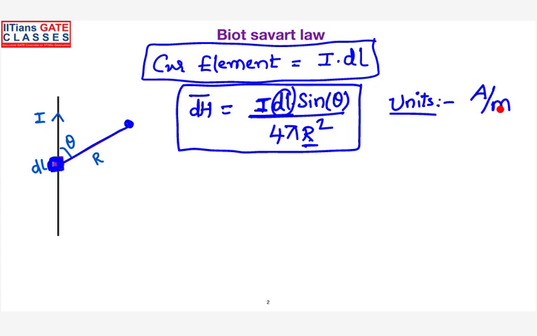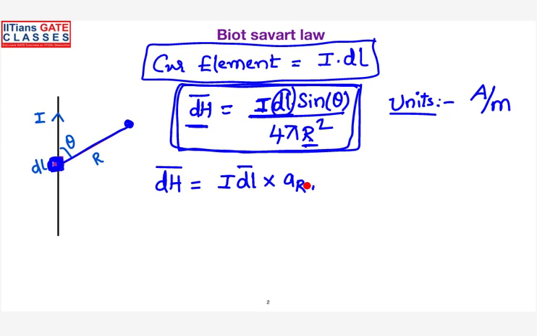For better understanding, I will rearrange this equation in terms of vectors. You know that this differential magnetic field is a vector. So I will write the differential magnetic field with the cross product of the current element, I dl, with the unit vector in the radial direction, divided by 4 pi r square.